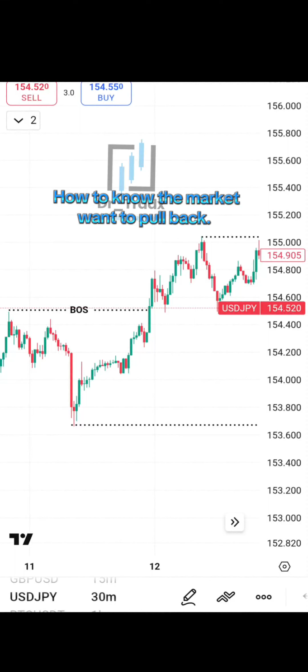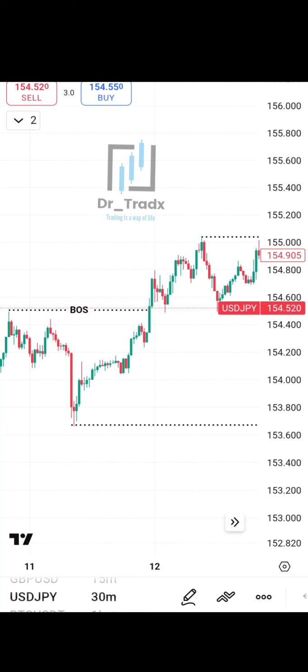Dr. Tradex here. Someone asked, how do you know that the market wants to make a pullback? There are things that you need to understand and grasp. One is break of structure, and two is CHoCH, or market structure shift. CHoCH means change of character. Market structure shift, you'll find people using that, but it's still the same thing. So don't complicate it. So how do you know?